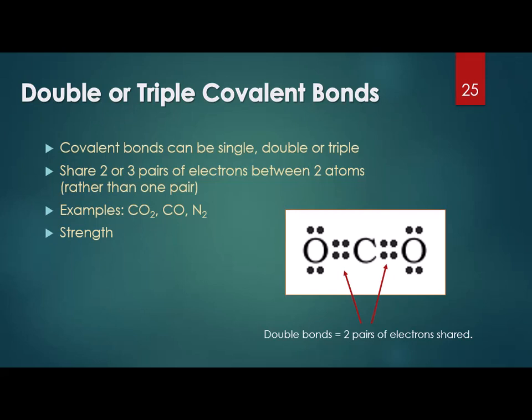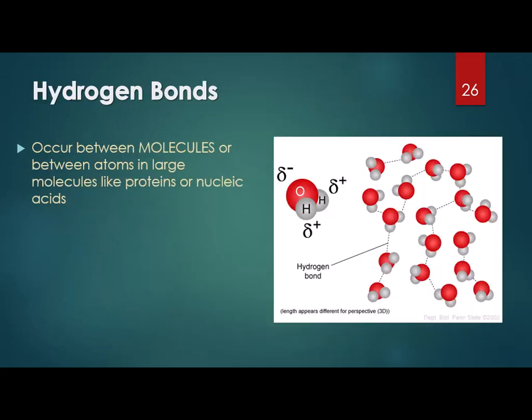Alright, so that's covalent and ionic. The last type of bond we're going to talk about is hydrogen bonds. Hydrogen bonds occur between 2 different molecules or within a really large one. And it's basically a very weak attraction between hydrogen and oxygen, or hydrogen and nitrogen.